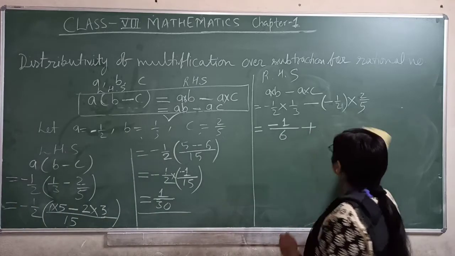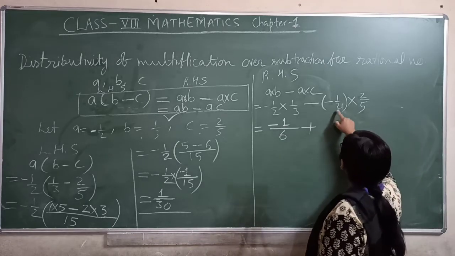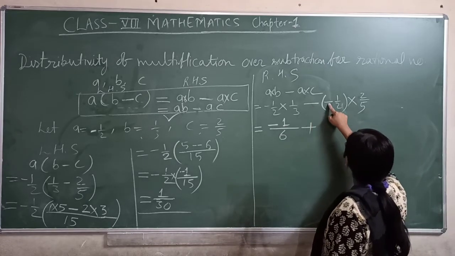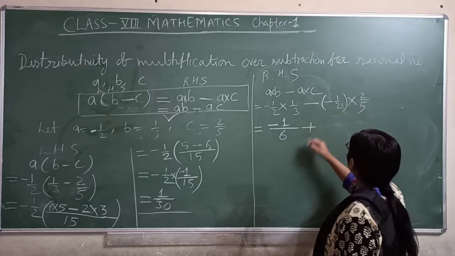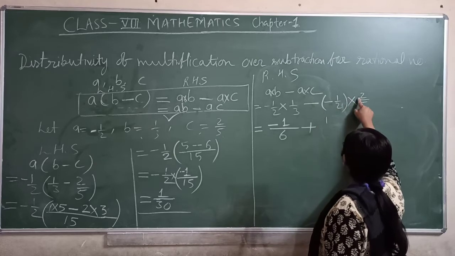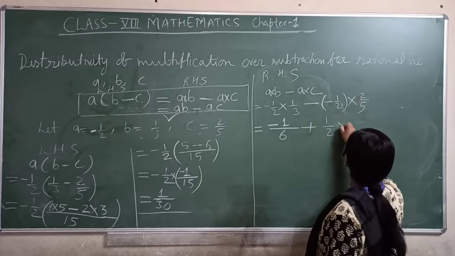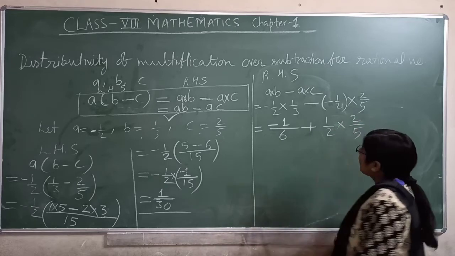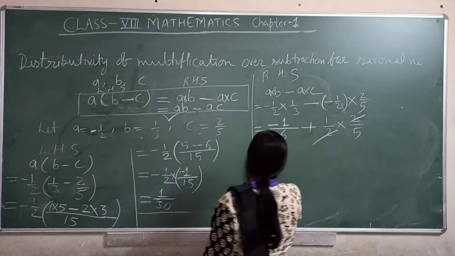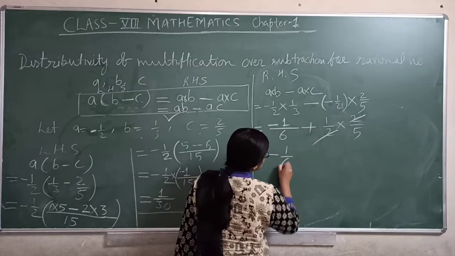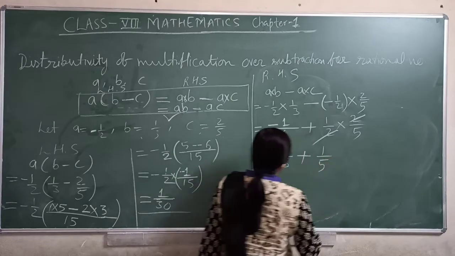So 1 into 2 upon 5. We can cancel here, so no need to multiply. First we will multiply sign to sign. Minus into plus minus and minus into minus plus. So 1 by 2 into 2 upon 5. Okay. This 2 cancel out with this one. So what left? Minus 1 upon 6 plus 1 upon 5.